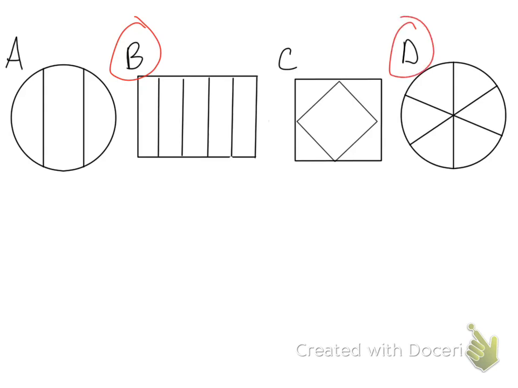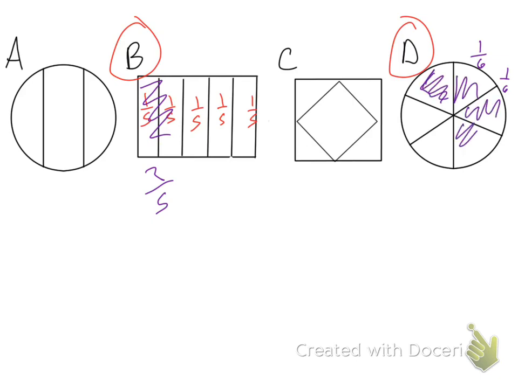On B, each fractional part is 1/5 of the whole shape. If I shaded 2 of these, that would mean that I'd have 2/5 of my shape shaded. On the circle, each piece is divided up into 6ths. So if I have 5 pieces shaded in, then I would have 5/6 of my circle shaded. All right, that's it for this lesson. Good luck on your homework.